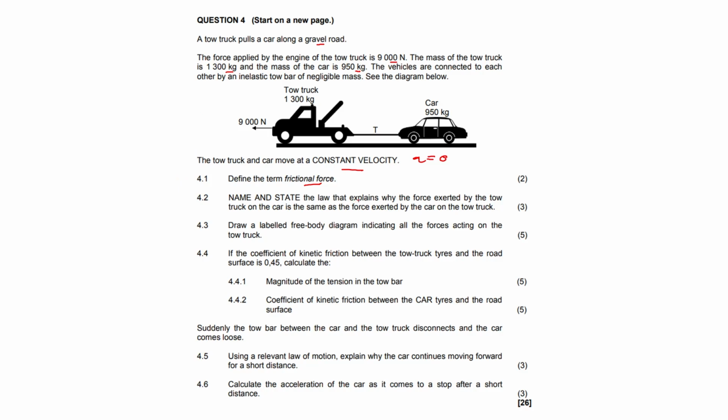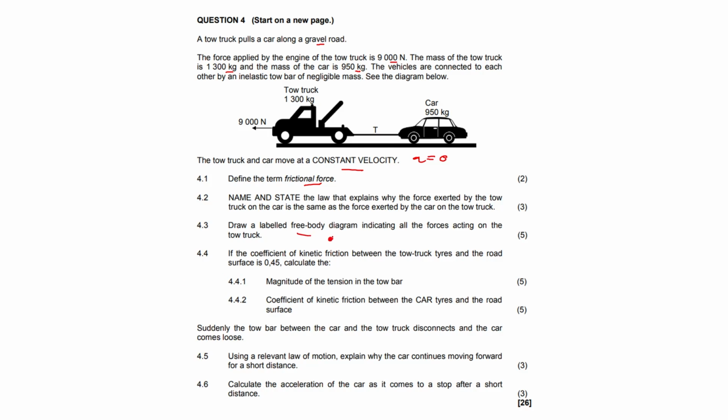4.2. Name and state the law that explains why the force exerted by the tow truck on the car is the same as the force exerted by the car on the tow truck. And that is, of course, Newton's third law. When an object exerts a force on another object, the other object simultaneously will exert an oppositely directed force of equal magnitude on the first object. So object A and object B will basically exert the same forces on each other, but in the opposite direction.